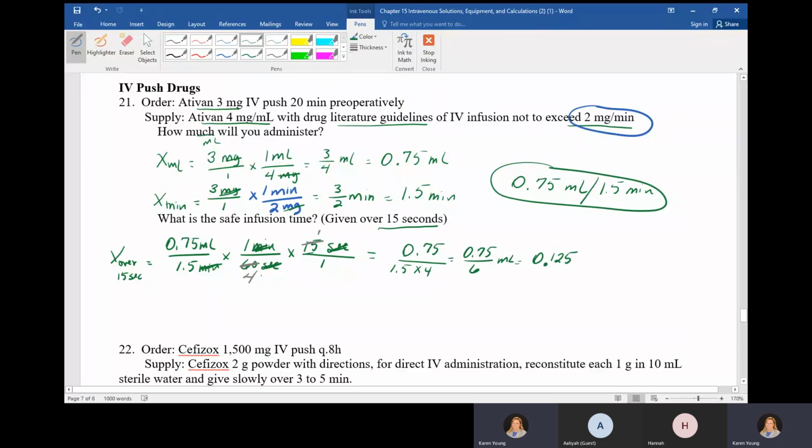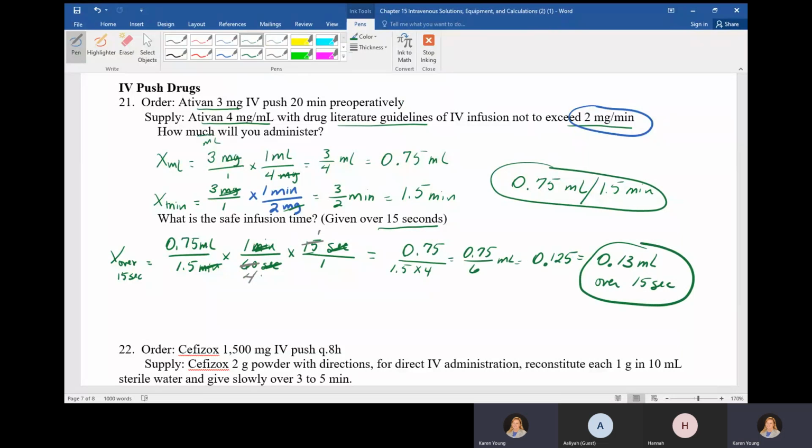And you know, our syringes are not calibrated to the thousandths, only to the hundredths. So I have to round that to the nearest hundredth. So I'm giving 13 hundredths of a milliliter over 15 seconds. So every 15 seconds, you're giving 0.13 of a milliliter, which is a whole lot easier to calculate and count than trying to do it over a minute and a half. Because you can't just push that whole 0.75 milliliters in.